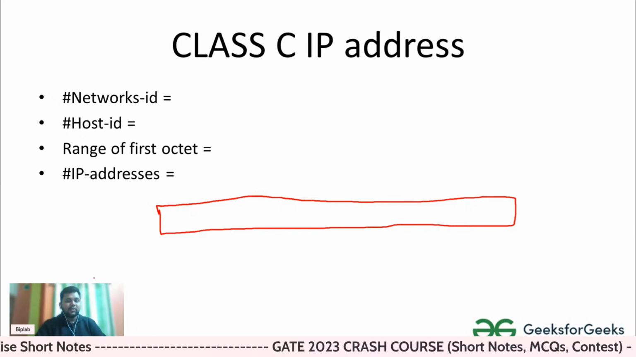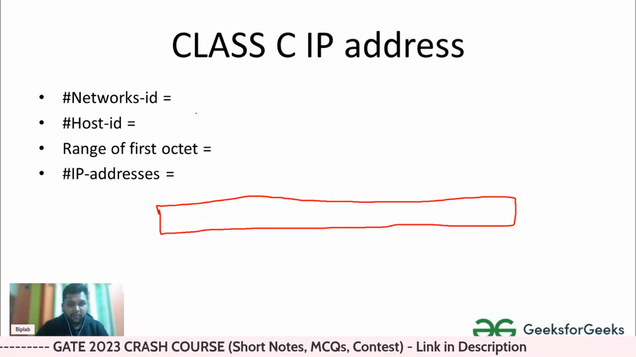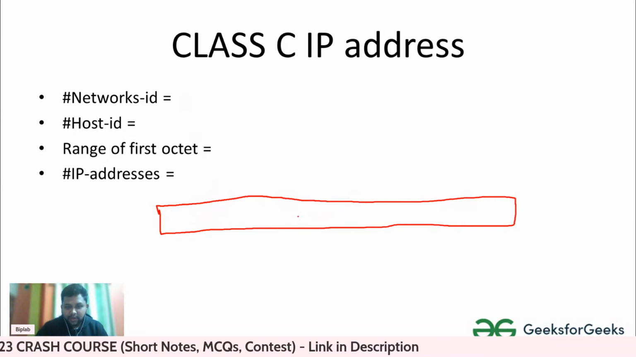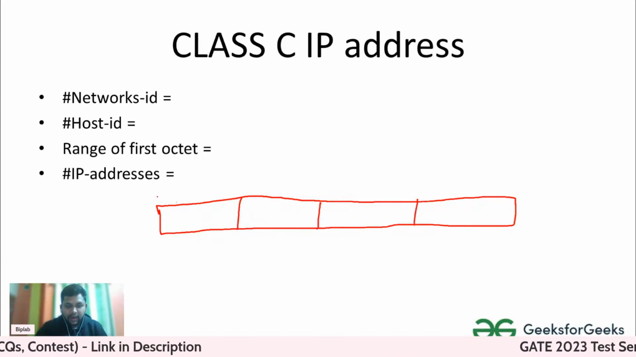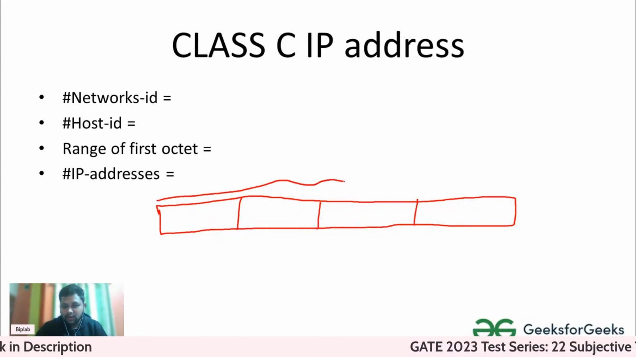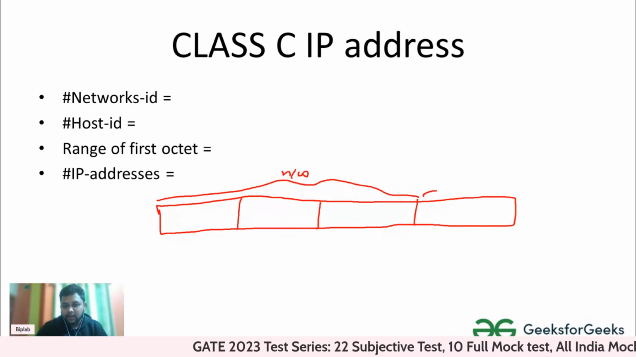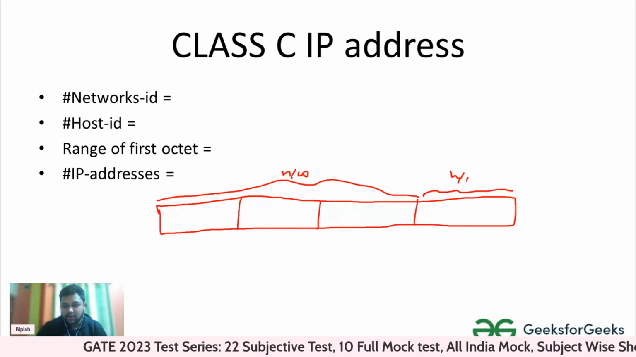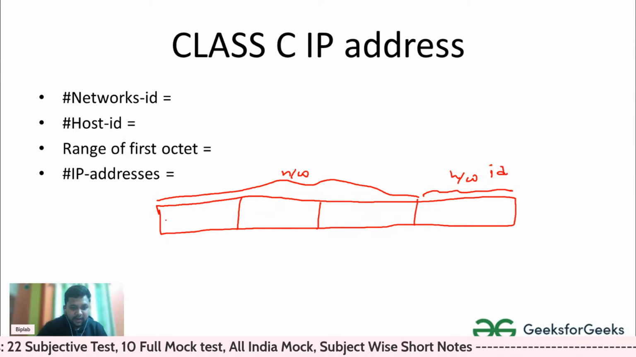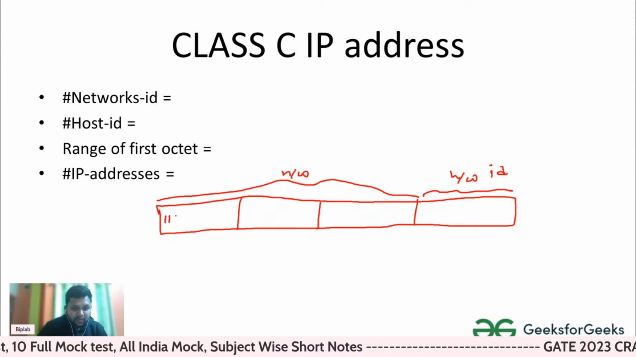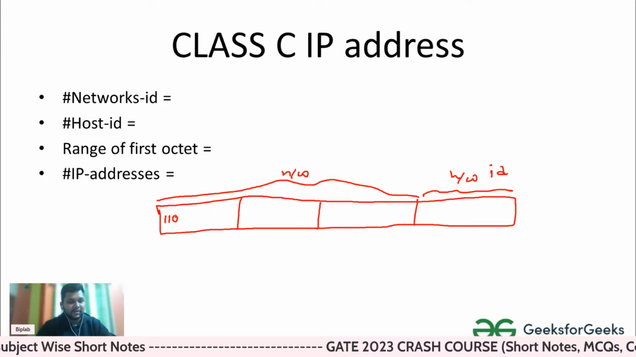Okay, fine. So let's also do it for class C, it will be more clear. In class C again we have 4 octets. I think you got the trick: the first 3 will be the network ID and the last octet only will be the host ID. And what is fixed here? It is fixed that your first 3 bits will be 110.